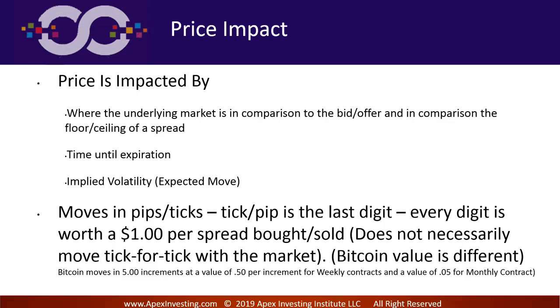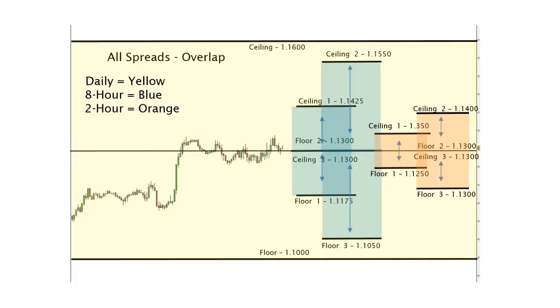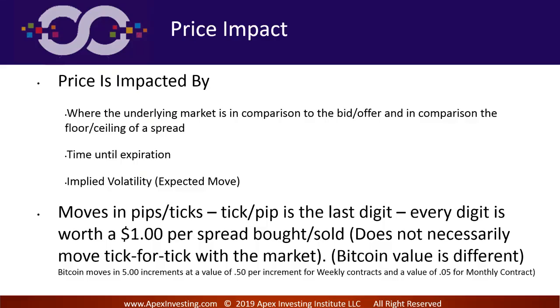And we'll talk about how they work next. What impacts the price is where the underlying market is in comparison to the bid or offer and the floor or ceiling. Okay? So where's the S&P 500 and where's the floor and the ceiling of the spread? Like I showed you over here, you had a floor and a ceiling versus the market on that chart. Where's the market in comparison to that? How much time is there to expiration? Just like if you get insurance, a 6 month policy is going to cost you more than a 1 month policy. 1 day is going to cost you more than 1 hour.